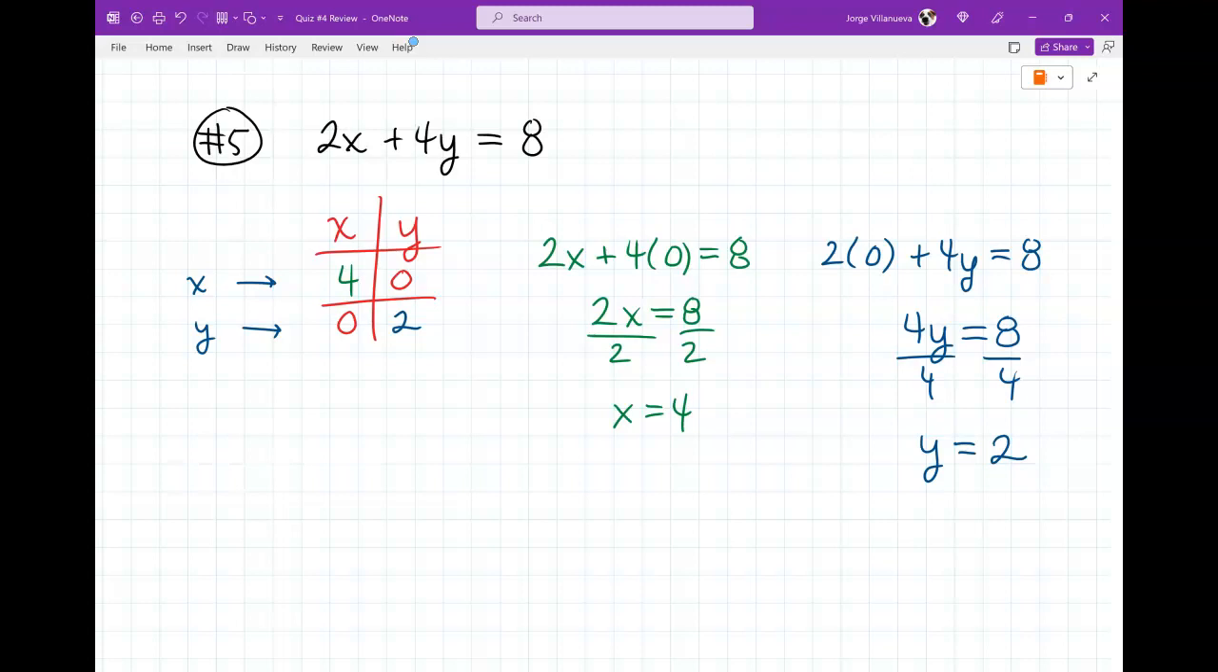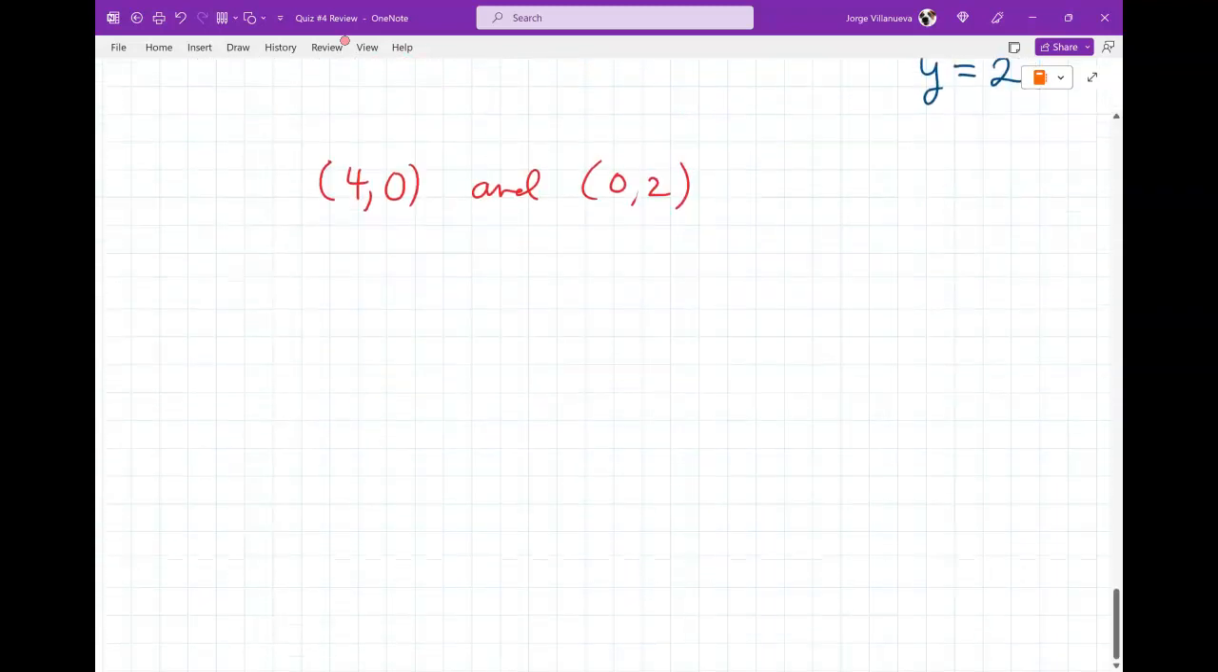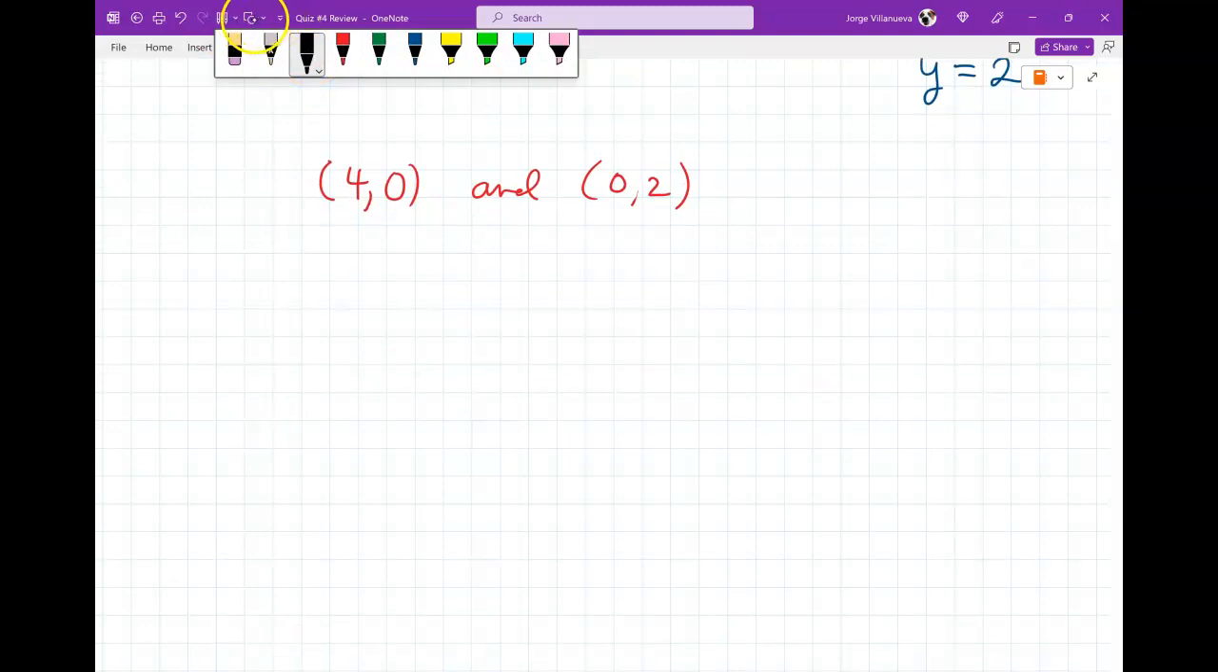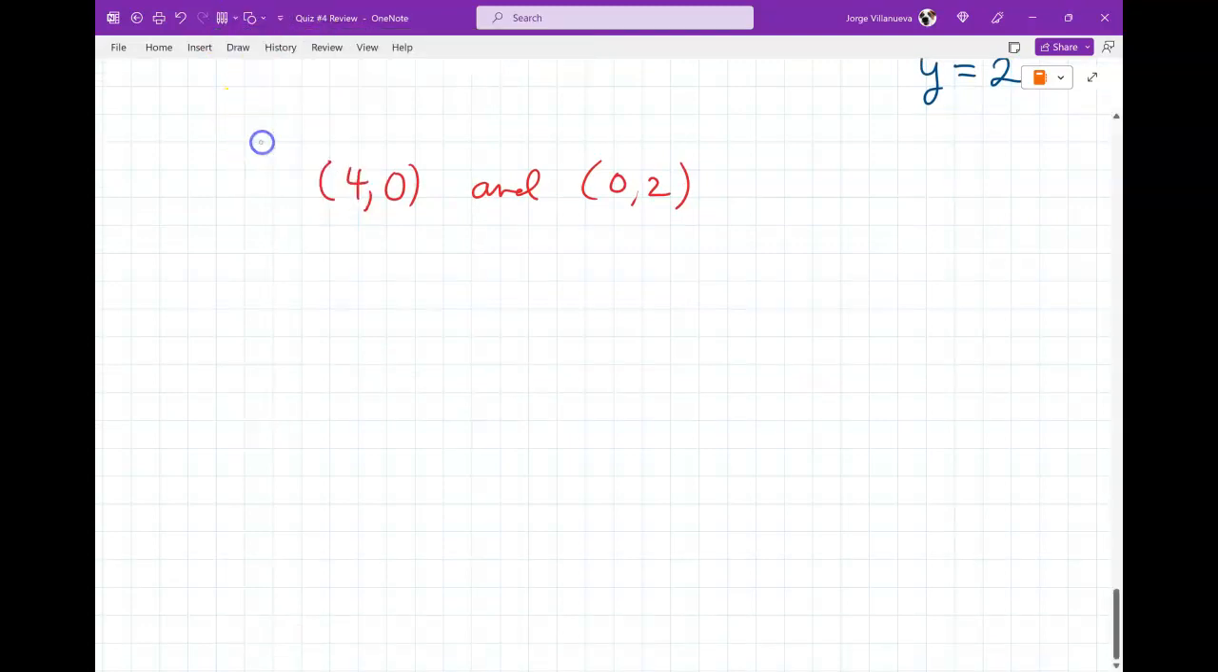So now that I have my 2 points, let me write them down. 4 comma 0 and 0 comma 2. Okay, now let me just graph those and we're done. Okay, so here we go. I'm making a 5 by 5 so I can get that 4, 0 to fit. You guys don't have to go by ones. I'm going by ones. You can go by twos and make it fit in a smaller graph.